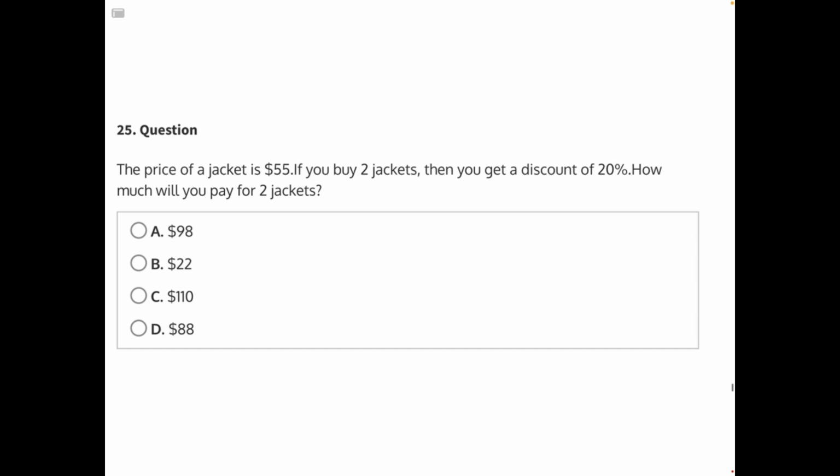So we will need to add 55 to 55, or you could do 55 times 2, whichever you think will be faster for you. 5 plus 5 will give you 10, carry the 1. 5 plus 5 again is 10, plus 1 is 11, so 110. So 110 is the price of 2 jackets.